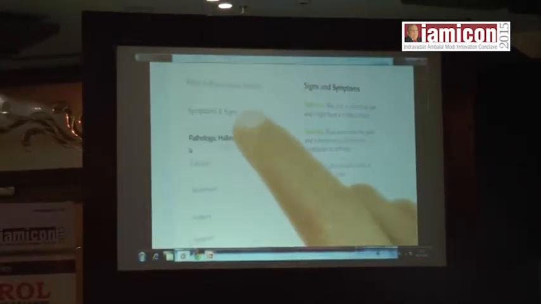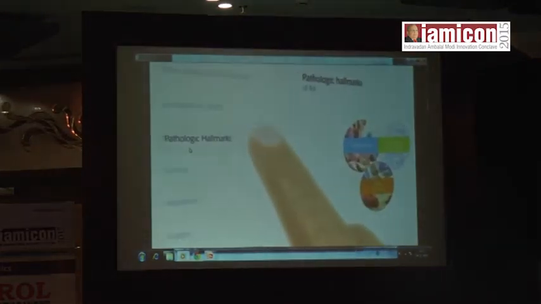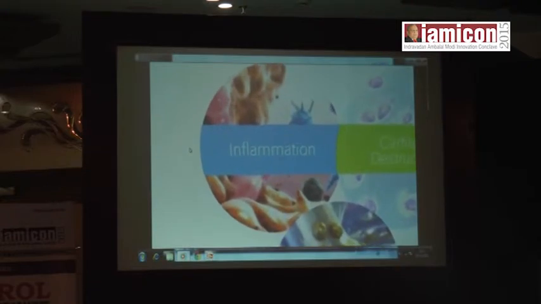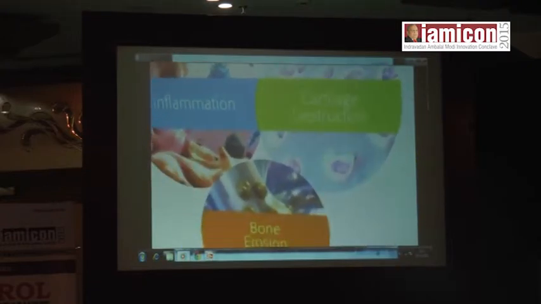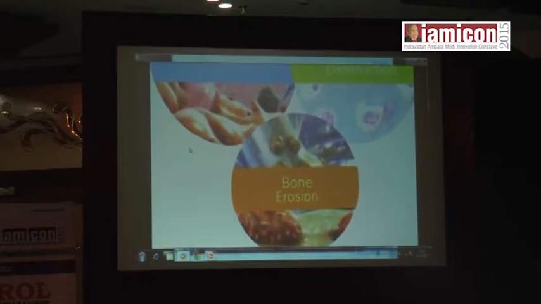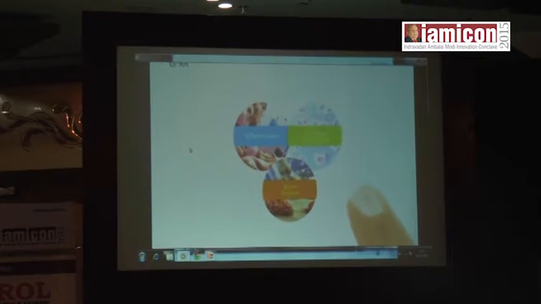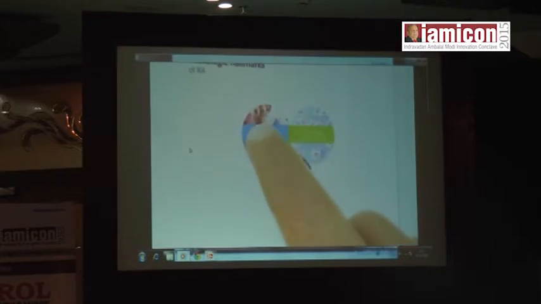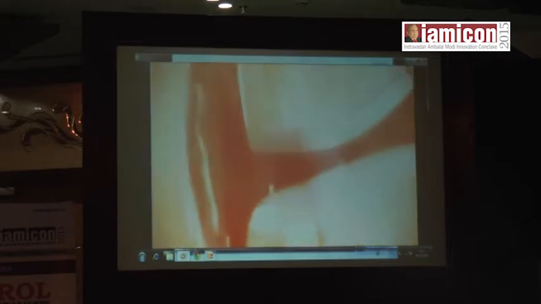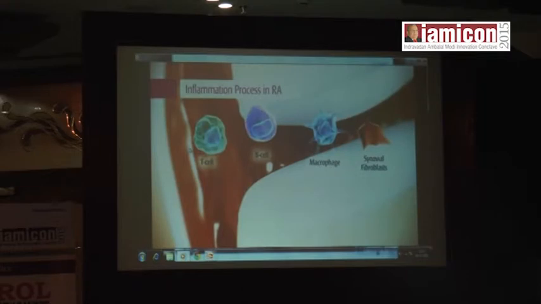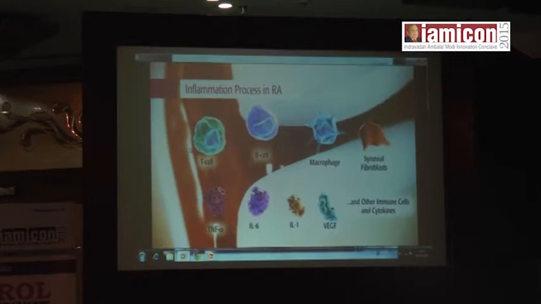The pathologic hallmarks of rheumatoid arthritis include inflammation of the joints, particularly the small joints in the hands, wrists, and feet, accompanied by cartilage destruction and bone erosion. Underlying inflammation leads to many of the characteristic signs and symptoms of RA, such as pain and swelling of the joints. Inflammation results from abnormal propagation and activation of many types of immune cells, resulting in the secretion of cytokines and other mediators that sustain and amplify the inflammatory environment.